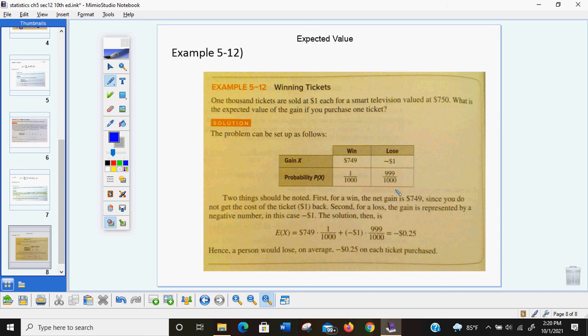So just like mean, you would do the 749 times the probability, 1 over 1,000, plus -1 times the probability, 999 over 1,000, and you would add those up. So the expected value for this would be -0.25. So in other words, you lose an average of 25 cents every time you purchase a ticket.